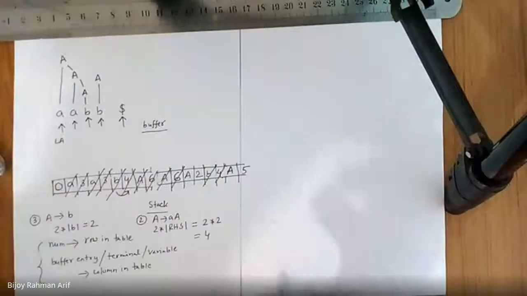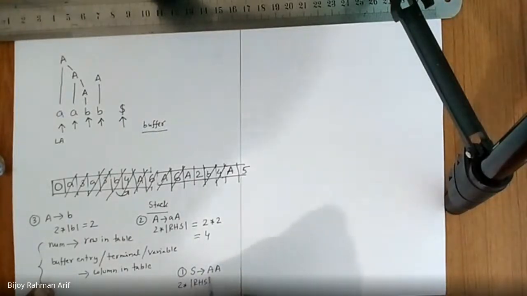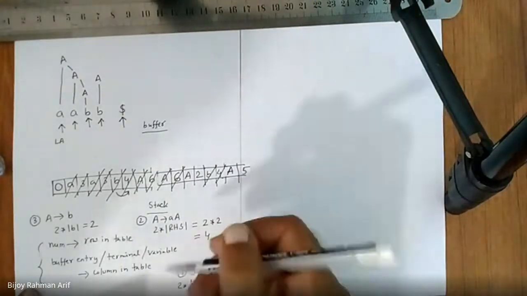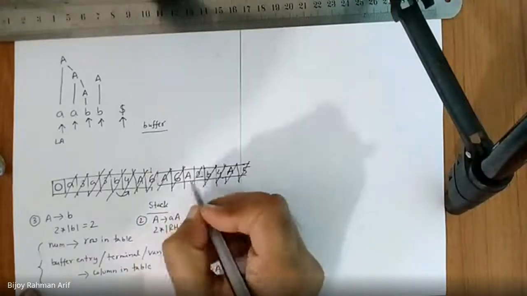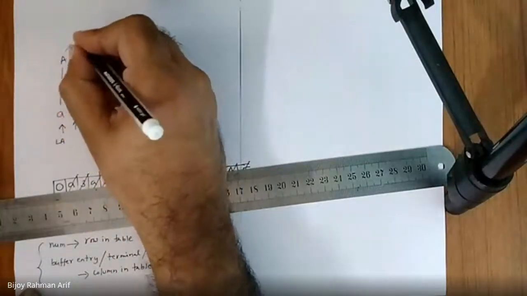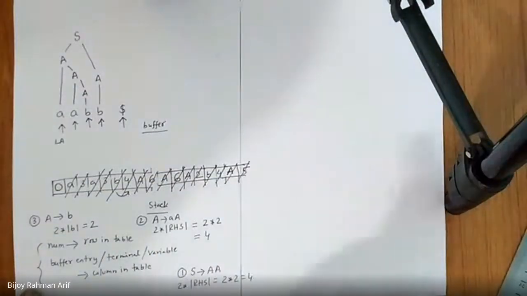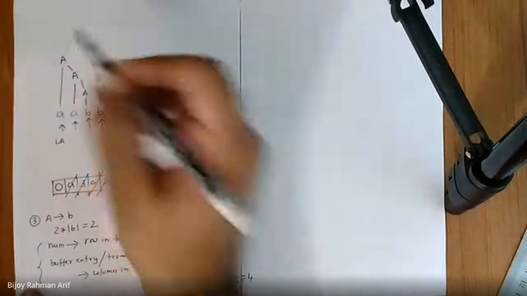Rule 1. So reduce 1. What is rule 1? S derives AA. This is rule number 1. So how many entries on the right hand side? 2. So 2 star 2 equal to 4. So how many entries am I going to pop? 4 entries. So 1, 2, 3, 4. This A and this A would become S, and we are going to push this S. So it becomes S.